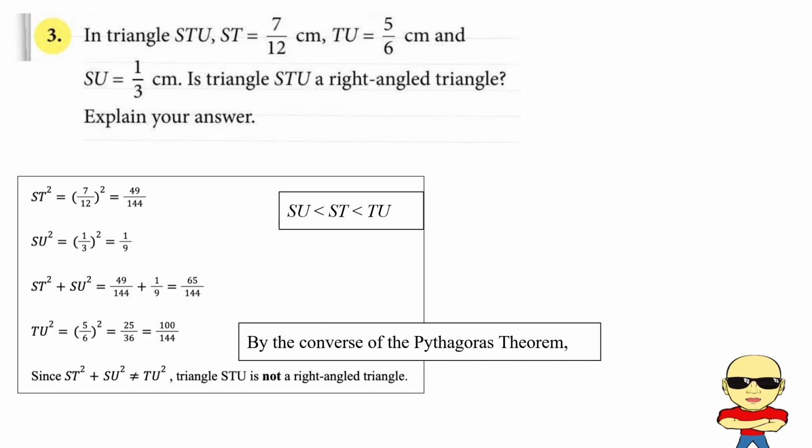So quick observation, we'll realize that out of the three lengths, TU is actually the longest length of the triangle. So TU square, we discovered that it is 100/144. However, ST square gives us 49/144, and SU square gives us 16/144. When we add them up, it is actually still less than TU square, which is 100/144. Therefore, by the converse of Pythagoras Theorem, this triangle STU is not a right angle triangle.